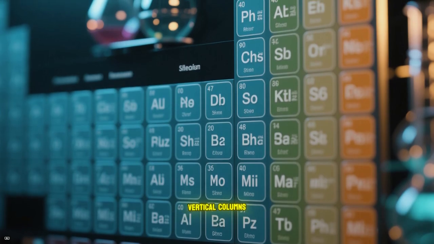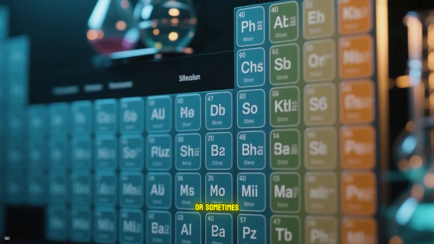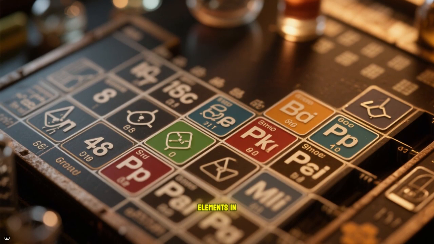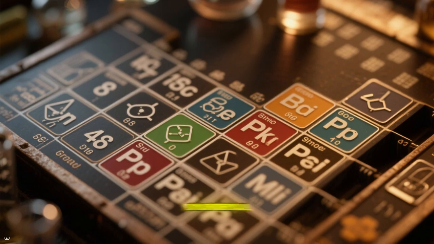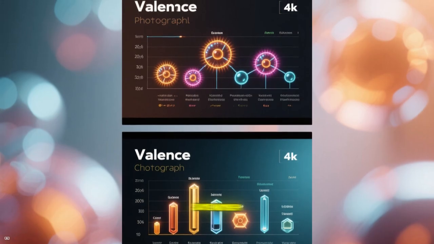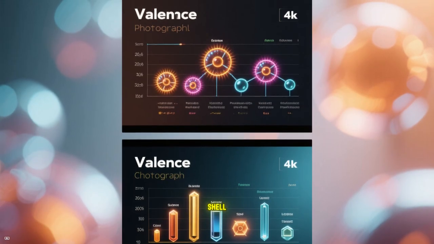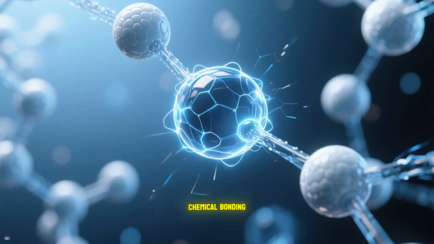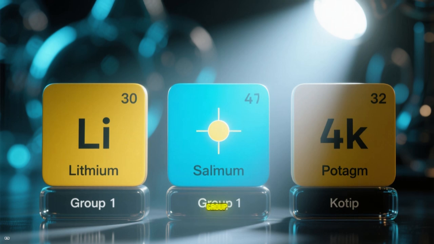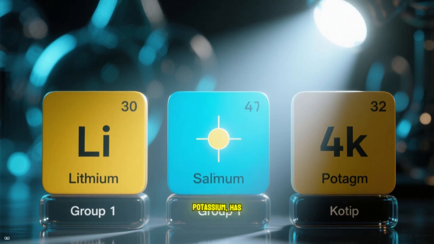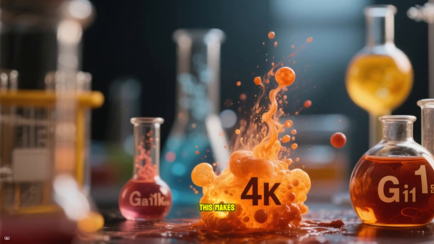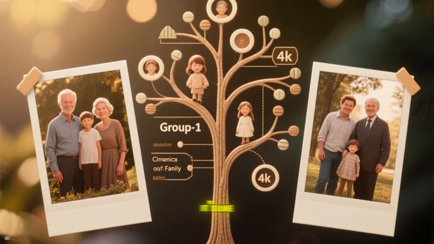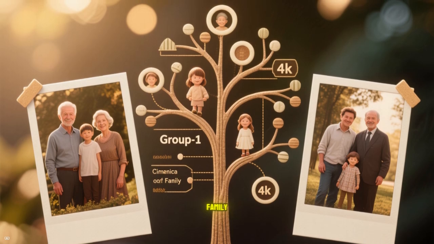Now, let's look at the vertical columns. These are called groups, or sometimes families. There are 18 groups in the main part of the table, and here's the key: elements in the same group have similar chemical properties. Why? Because they have the same number of electrons in their outermost shell, which we call valence electrons. These are the electrons that are involved in chemical bonding. For example, everything in group 1, like lithium, sodium, and potassium, has one valence electron. This makes them all highly reactive and behave in very similar ways when they form compounds. It's like they're all part of the same family, sharing key family traits.